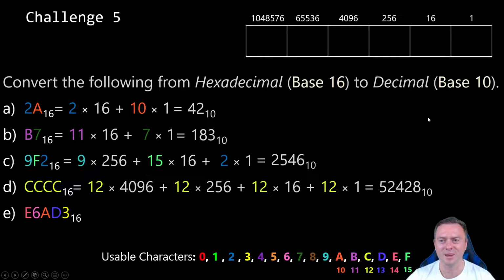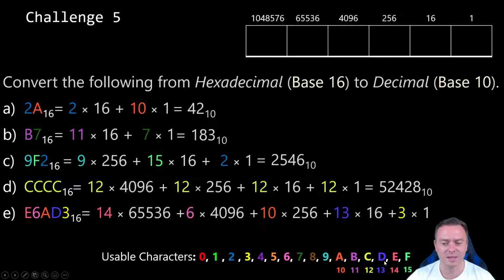And the last one, a little bit gnarlier. We're going to be using these really big numbers up this end. So you have E, which is the same as 14 times the 65,536s. You would then have 6 times the 4,096. You would then have 10, because A is equal to 10, times the 256. You would then have D, which is 13, so 13 times the 16. And the last one is just a 3 times the 1, which then gives you 944,851. So E6AD3, we can see that that's been compressed, represents that larger number over there.